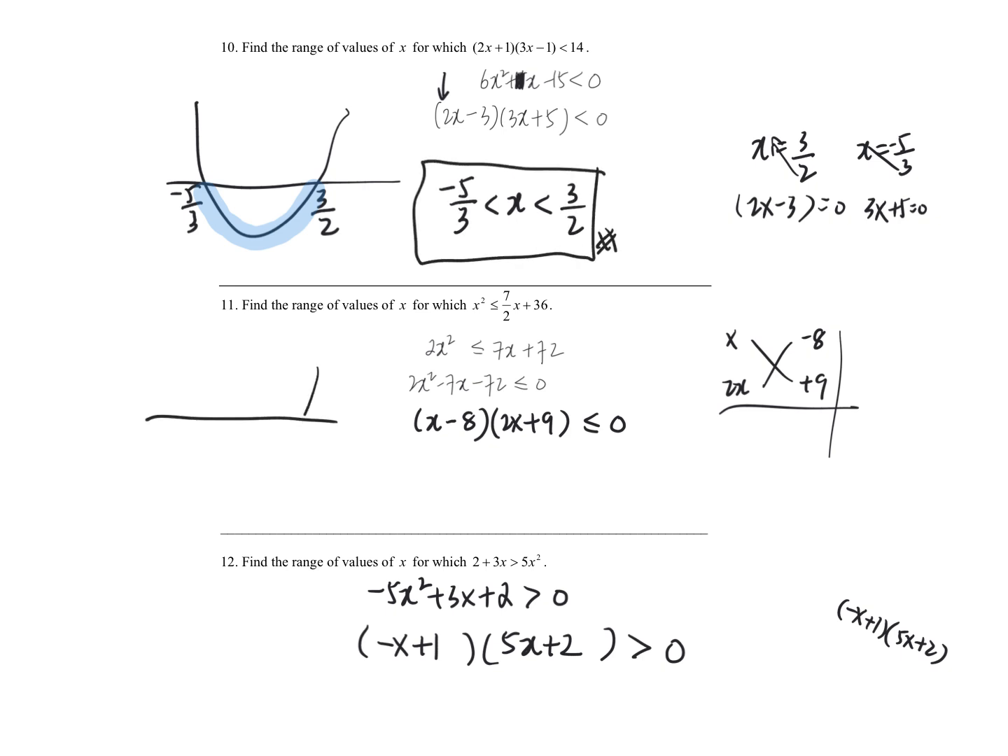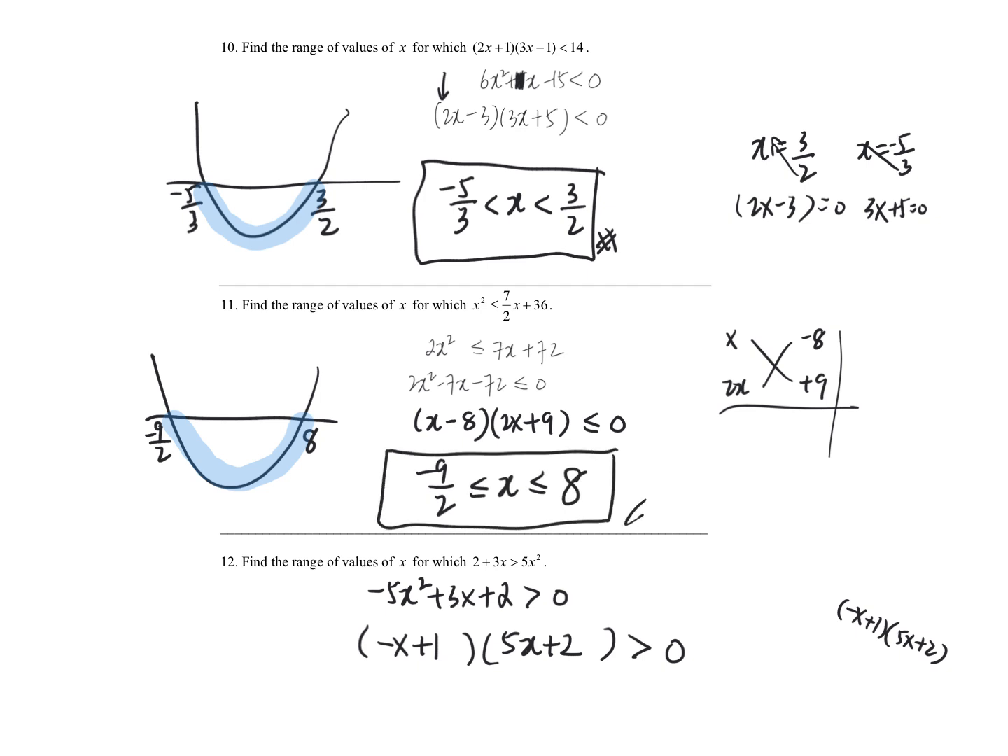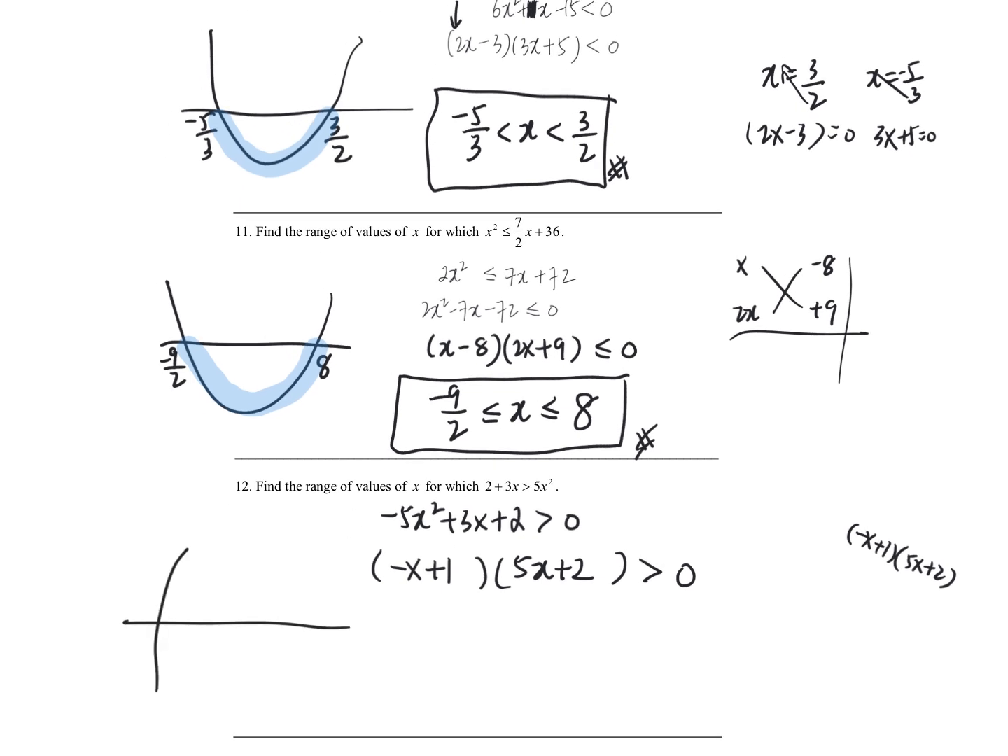Okay, same thing. This one also smiley curve. Minus 9 over 2 and 8. I want the part of the curve that is below the graph. So two solutions, the bounded solution, 8. Okay, last one. This is a maximum curve. One is minus 2/5. The other one is 1. I want the part that is above the 0 line. So it's a bounded solution. Okay?